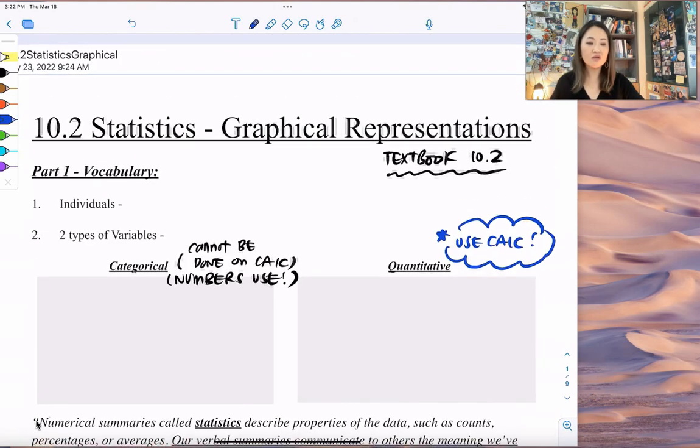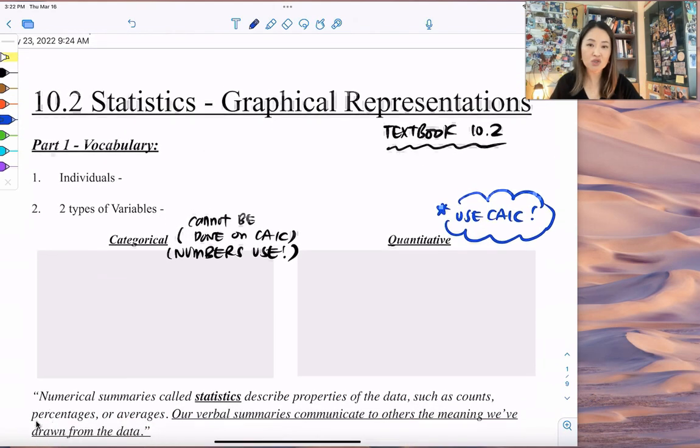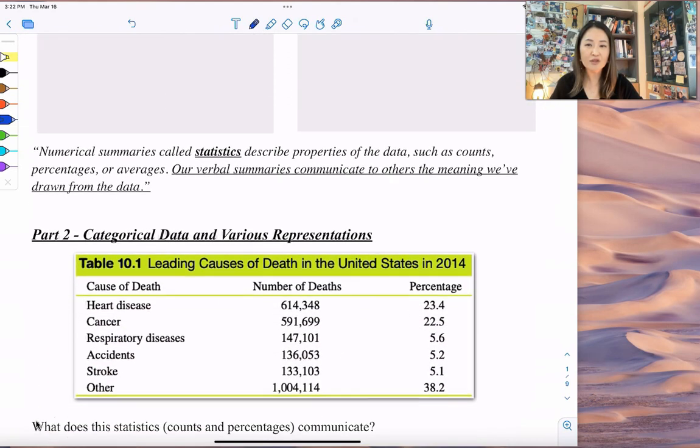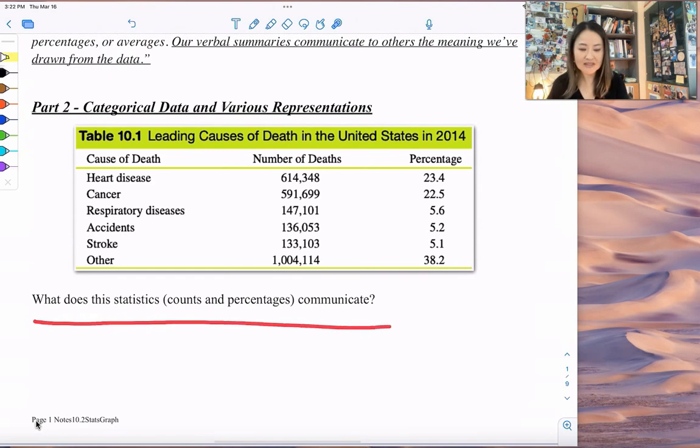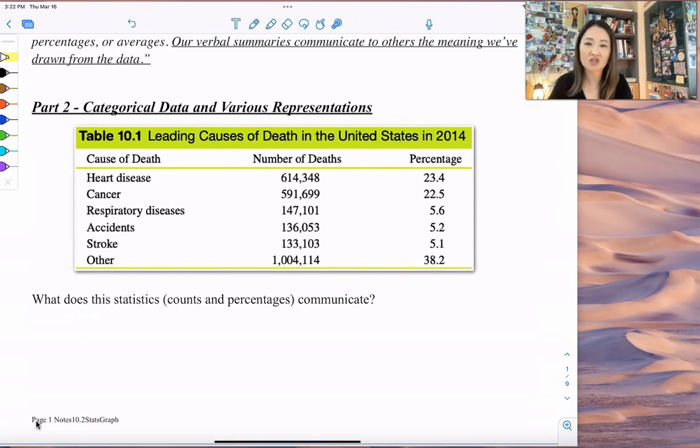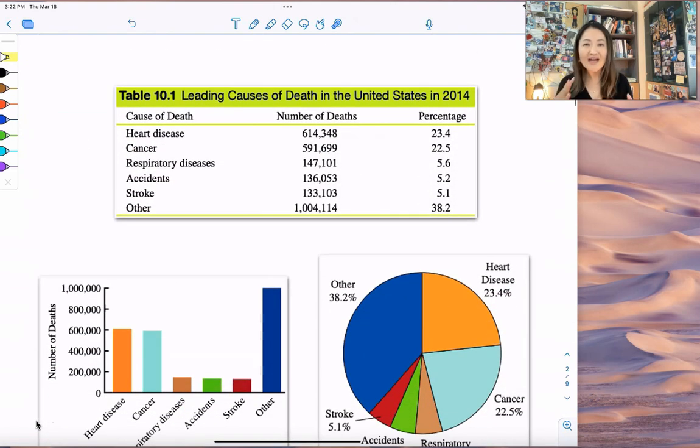So you're going to take a look at your textbook in section 10.2, read through and fill in all these little blanks. Okay, and answer these questions that I ask. What does the statistics count and percentage communicate to you? You're going to have to analyze the set of data that's given to you and be able to explain to us what this shows, okay? And of course, what stands out, what's unique, what's weird. Those are the kind of things that you need to notice.